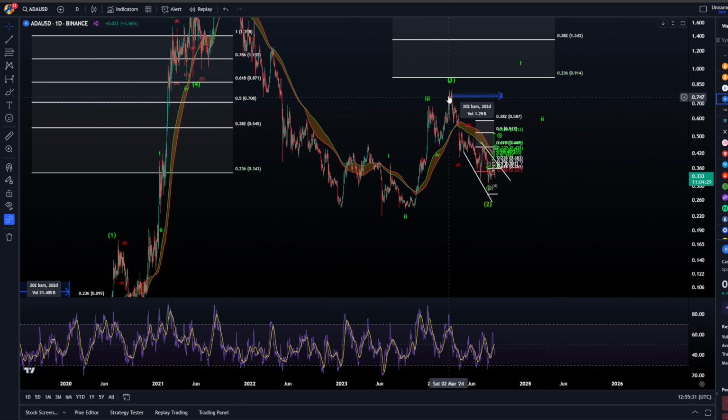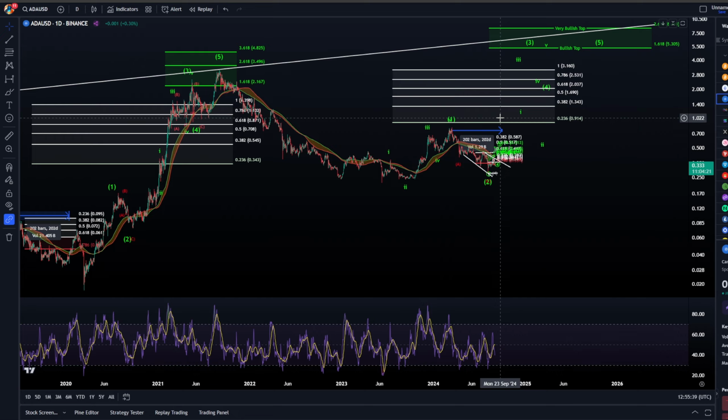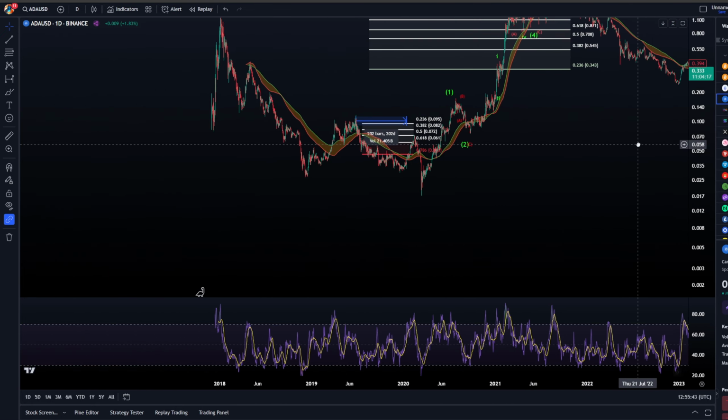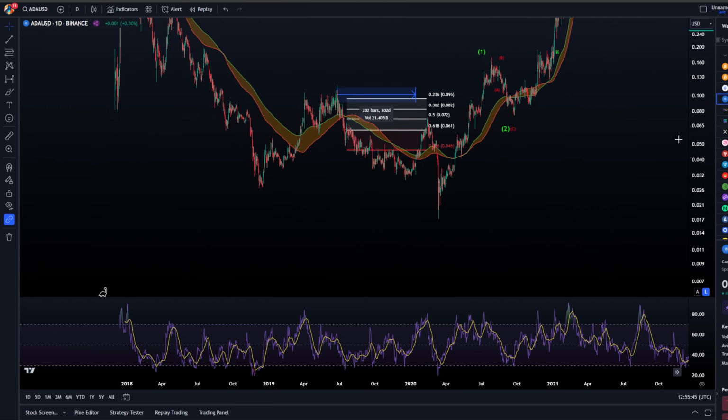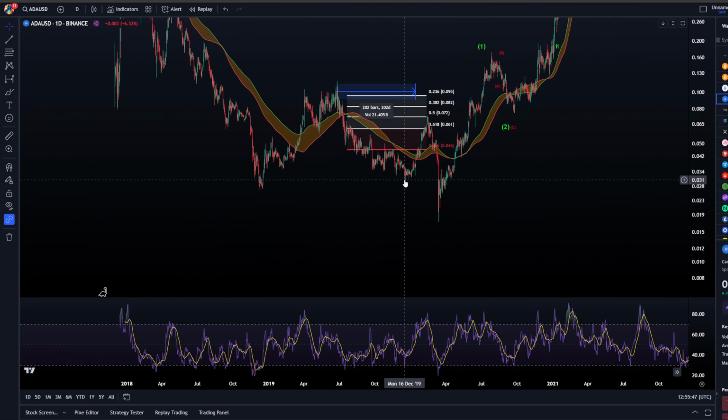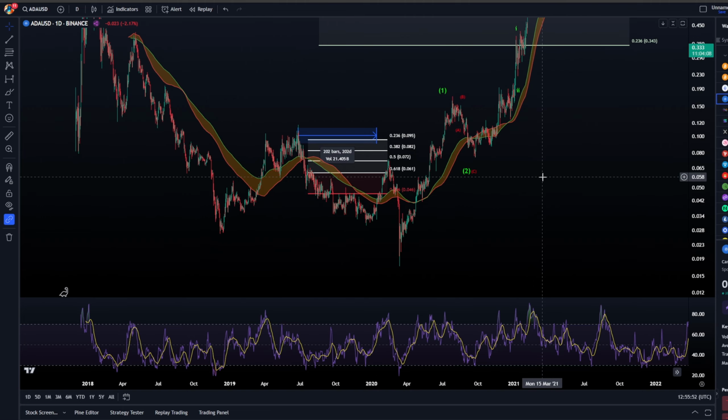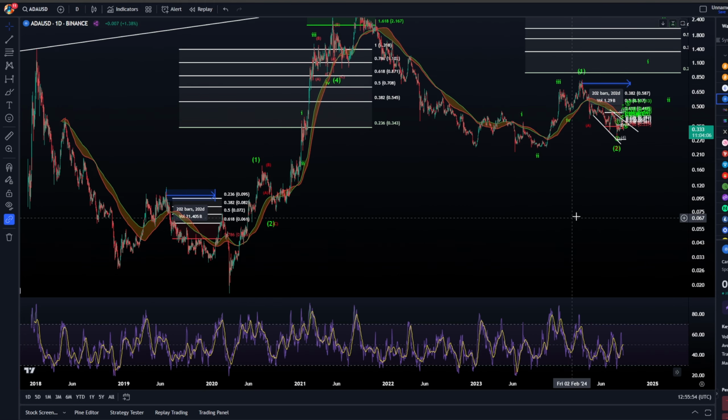However, if we do invalidate the structure, can Cardano be considered a dead coin after that? Well, we also invalidated the first wave move to the upside right here, and then we somehow managed to actually recover. So I don't know what will happen if we invalidate this structure. I cannot predict the future, and I have no idea if we will repeat exactly what happened over here.